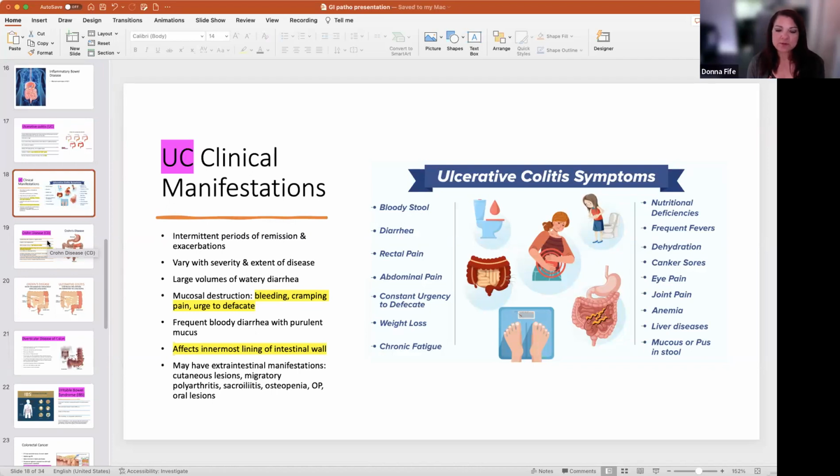And because there's mucosal destruction, the patient may have bleeding, cramping pain, or the urge to defecate. The patient may have frequent bloody diarrhea with purulent mucus. And this affects the innermost lining of the intestinal wall. May have extraintestinal manifestations such as cutaneous lesions, migratory polyarthritis, sacroiliitis, osteopenia, osteoporosis, or maybe even oral lesions. And here's just some different symptoms going on with ulcerative colitis.